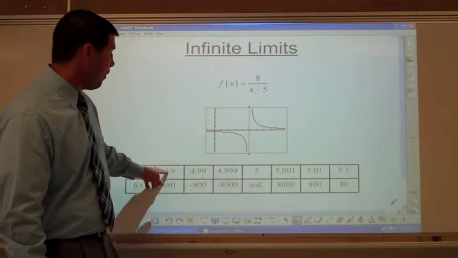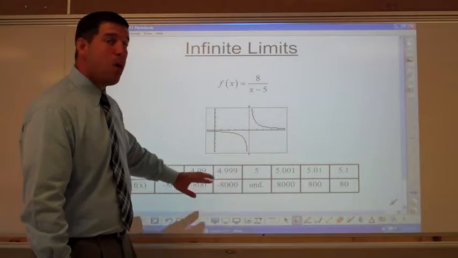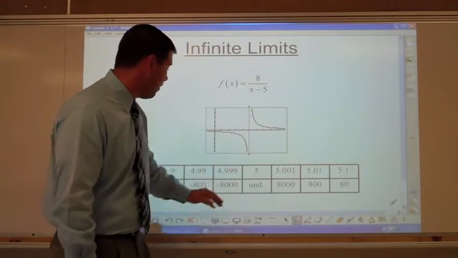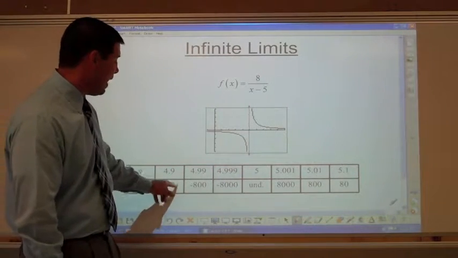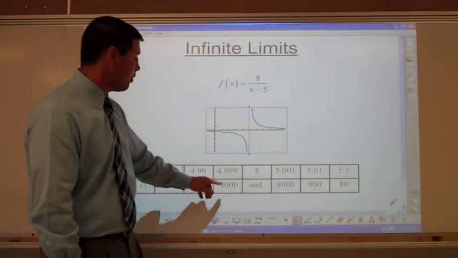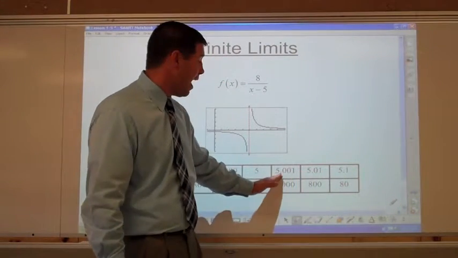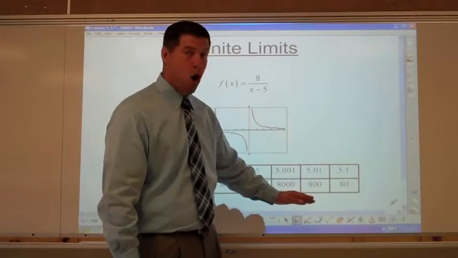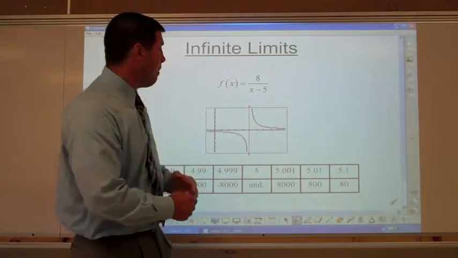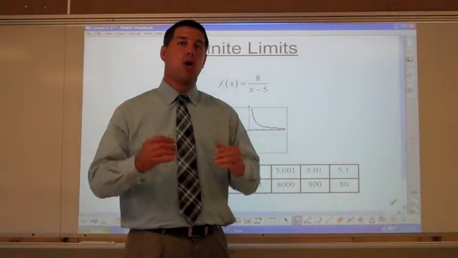We look here, we pick 4.9, 4.99, 4.999. We get closer and closer to 5 from the left. The numbers go infinitely small: negative 80, negative 800, negative 8,000. As we get closer and closer to 5 from the right side, the numbers get infinitely large. So therefore, the limits from those sides go to infinity or negative infinity.